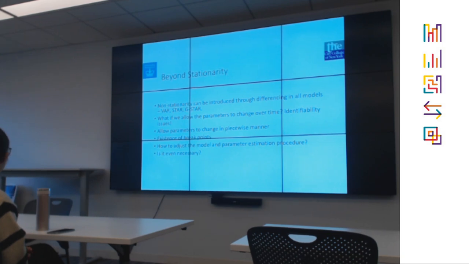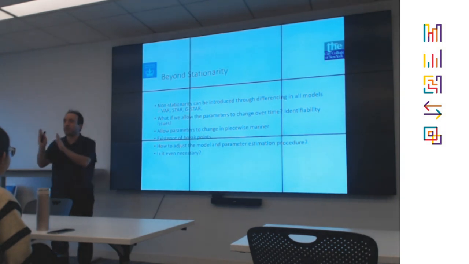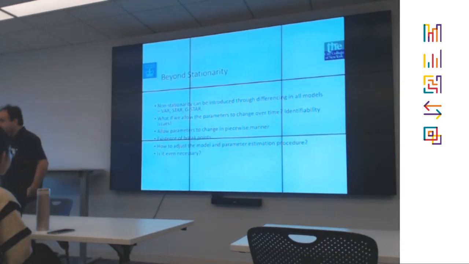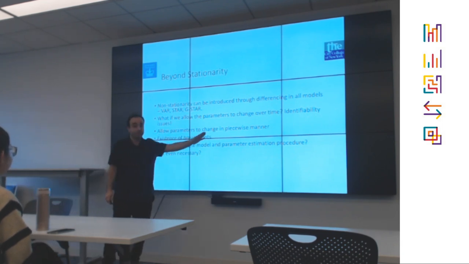If you allow all the parameters to change, you don't have much data to do any sort of estimation. In statistics, they call it identifiability issues. So we cannot even identify the parameters nicely. But that's too much. What if we ask for something in between? What if parameters change in a piecewise manner?